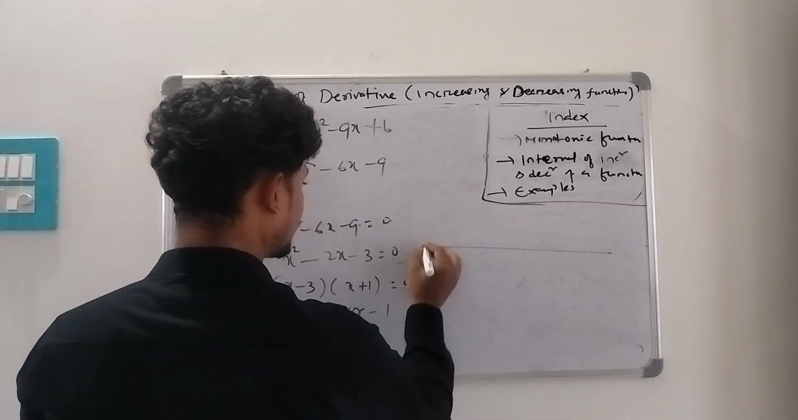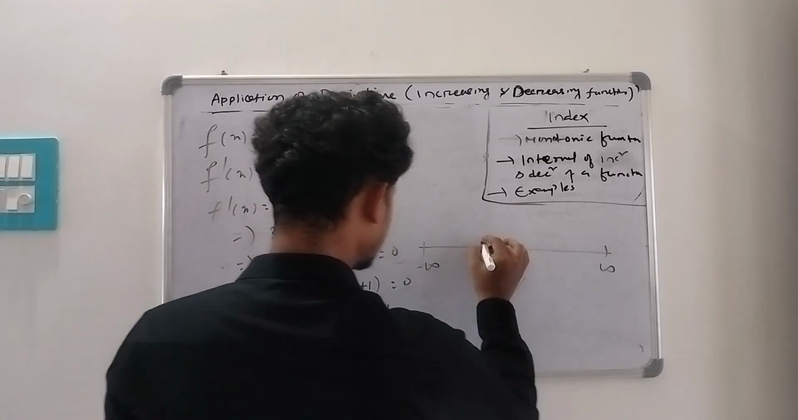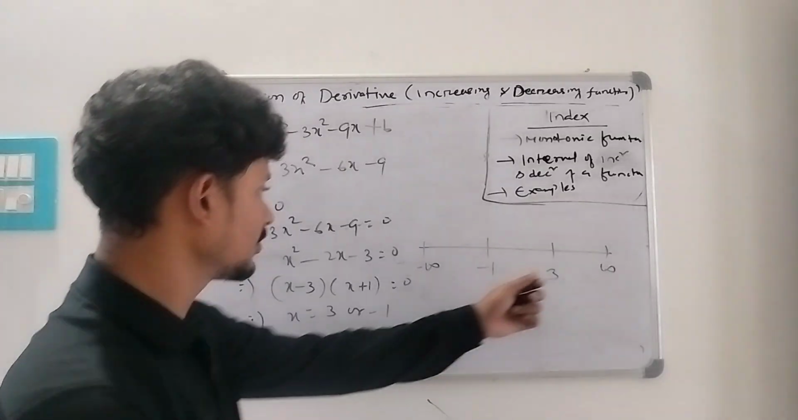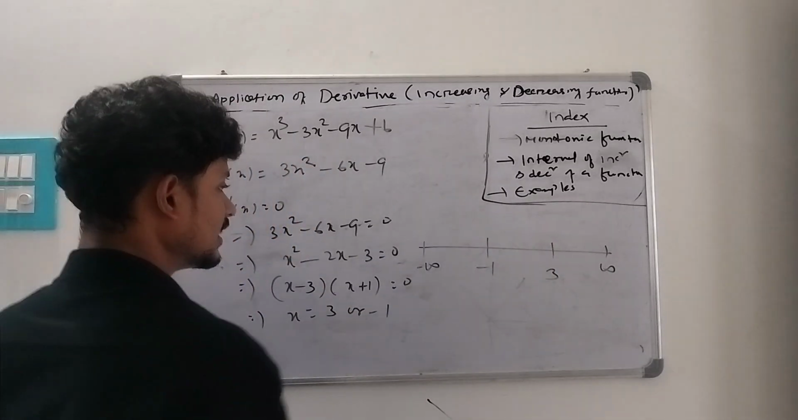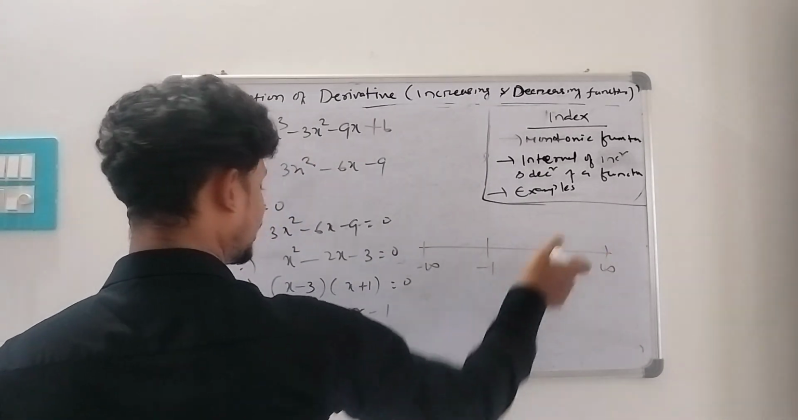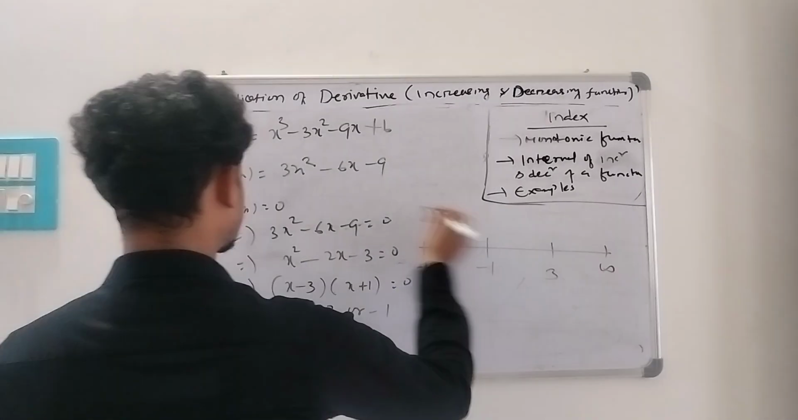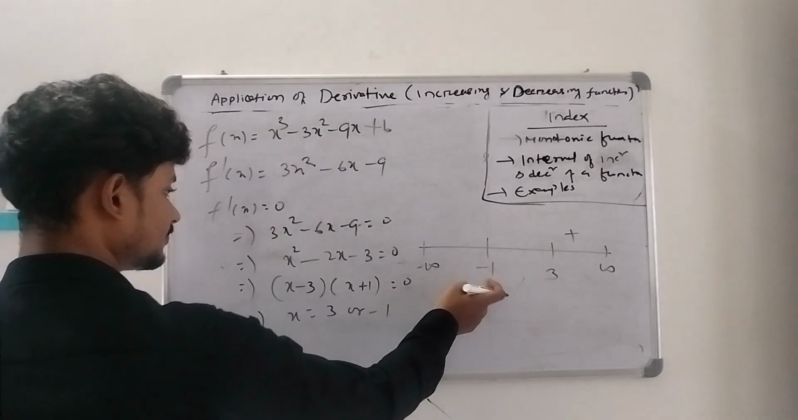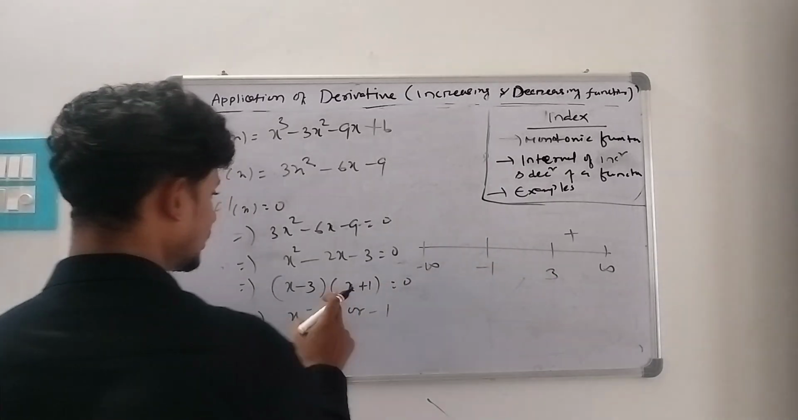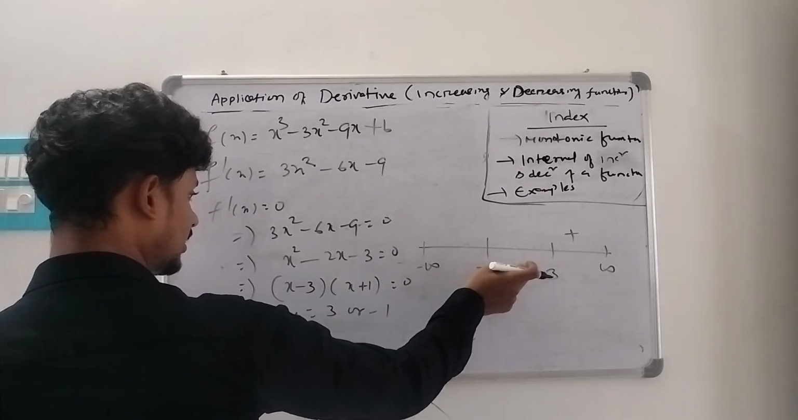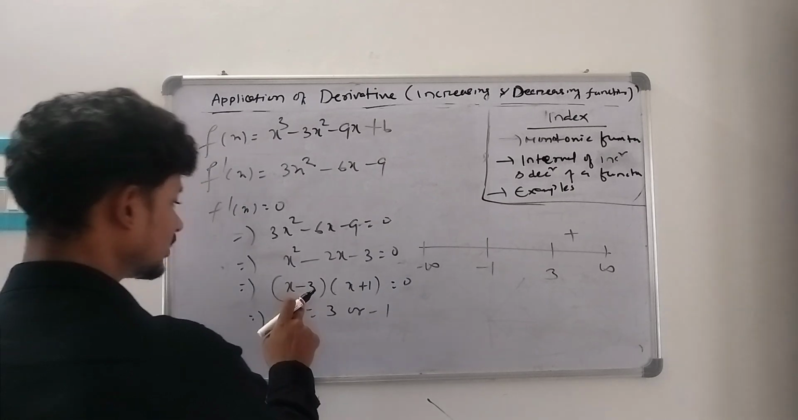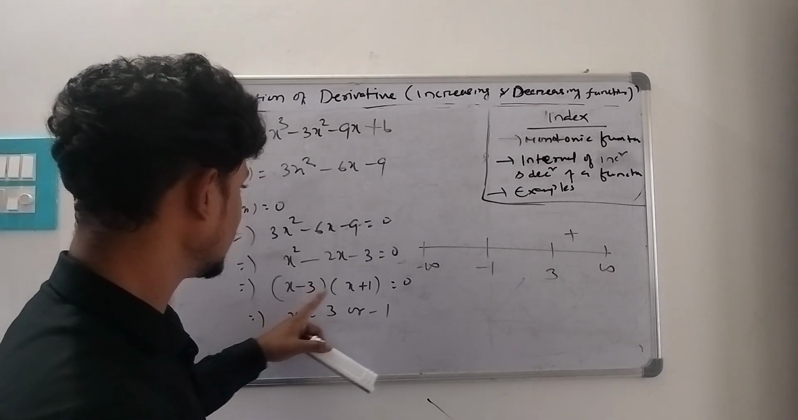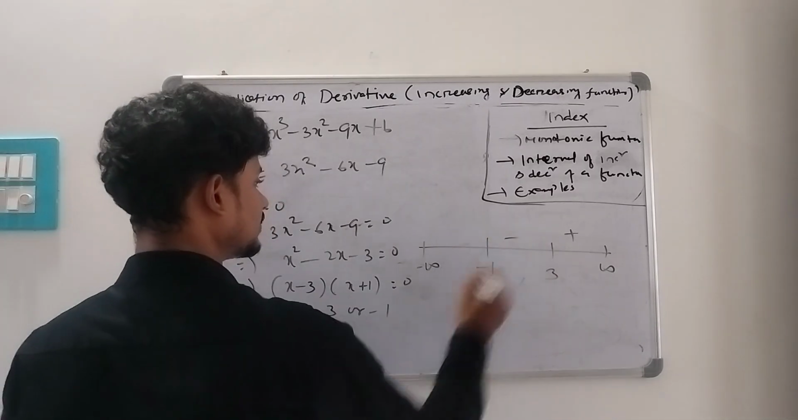Now I have to draw a number line. This is -1 and this is 3. Now I have to check these three subintervals. If I take a point between 3 and infinity, then f'(x) becomes positive. If I take a point between -1 and 3, one factor becomes negative and the other positive, so it becomes negative.